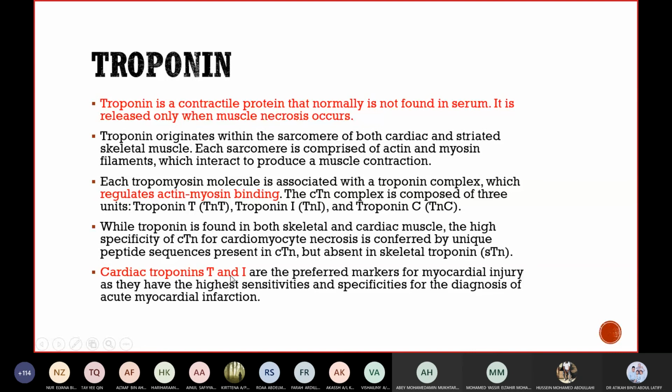Normally, if you do a blood test on a person who doesn't have a heart attack, they will not find these cardiac troponins because they are not found in the blood, in the serum. But because of the death of the heart muscle cells, they are released into the blood. So that's why you find it in those who have had a heart attack.